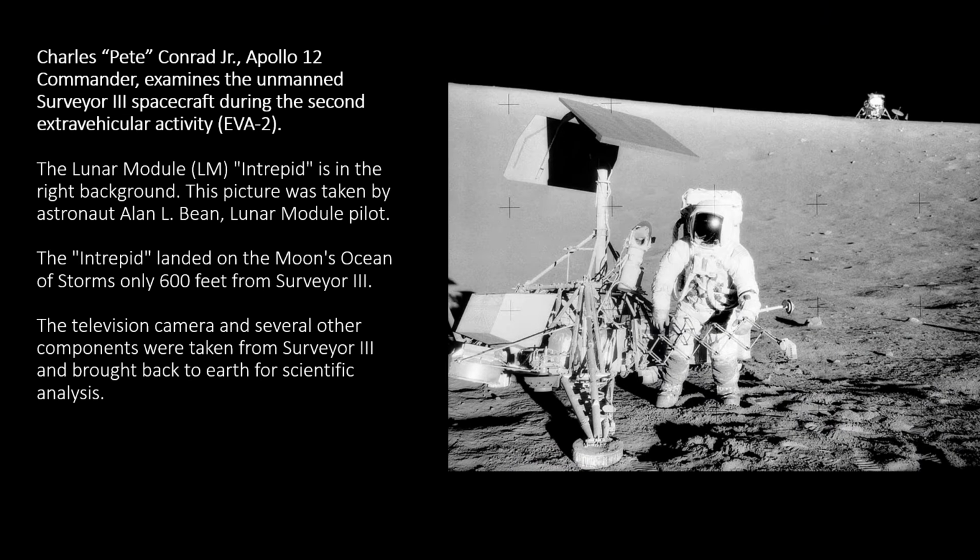Here you can see Charles Pete Conrad, Apollo 12 commander, examining the unmanned Surveyor 3 spacecraft during the second extravehicular activity, known as EVA-2. The lunar module Intrepid is in the far right background. This picture was taken by astronaut Alan Bean, the lunar module pilot.